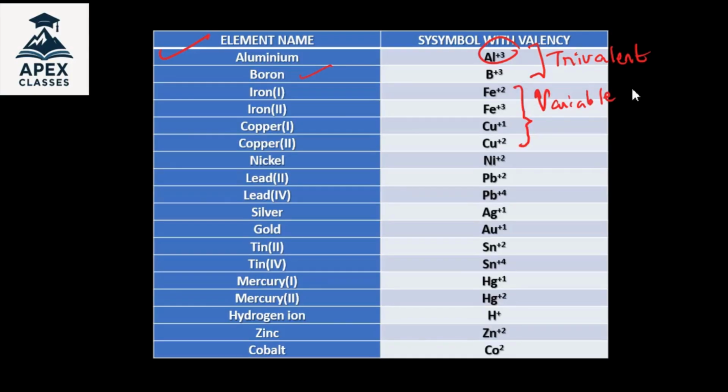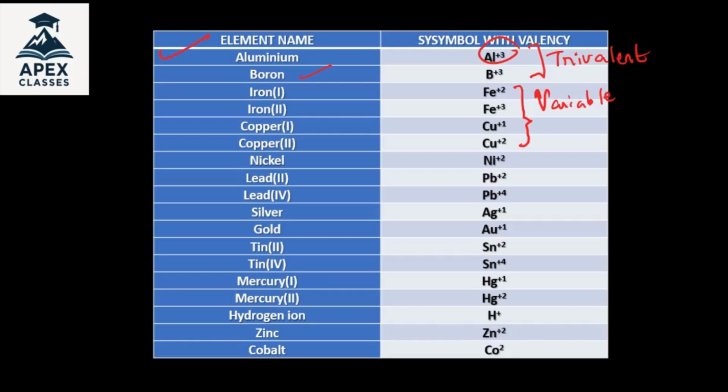ठीक है, not here. So plus 2 and plus 3 valency, just remember that some metals exhibit variable valency, because of their stability. ठीक है, all elements try to achieve what? Stability in the electronic configuration. So in order to achieve that stability, sometimes they show more than one valency.